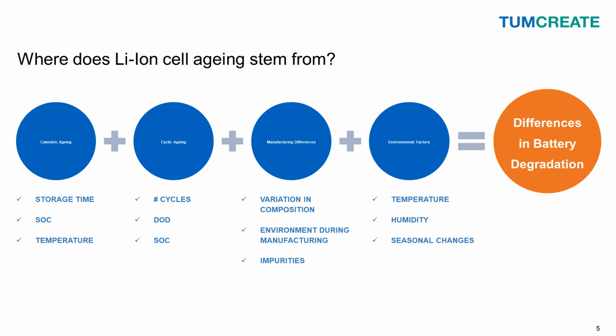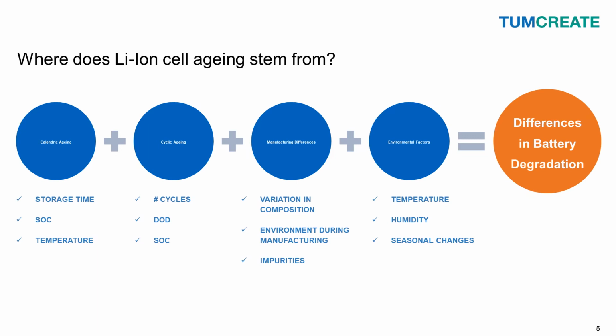It depends on various factors, for example, the storage time. The longer you let it sit on your shelf, the more it degrades. But it also depends on which state of charge, or SOC, the cell actually sits at. A higher SOC will usually make it degrade faster. And the same is true for temperature. If you store your battery cell at a lower temperature, it will degrade slower than when you store it at a higher temperature.